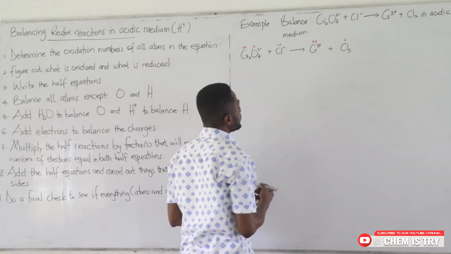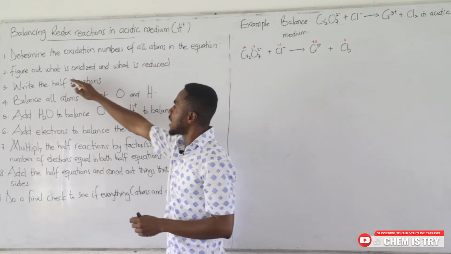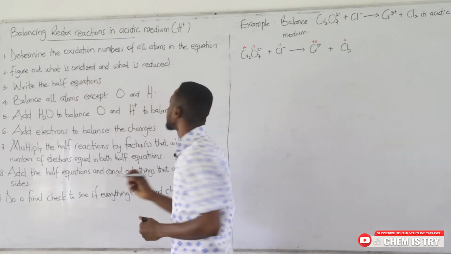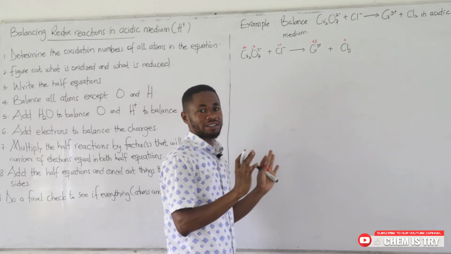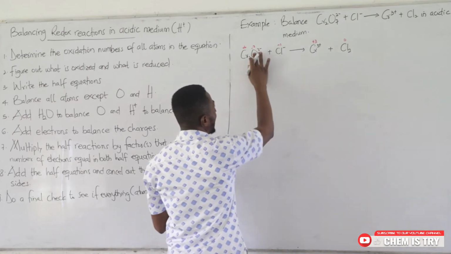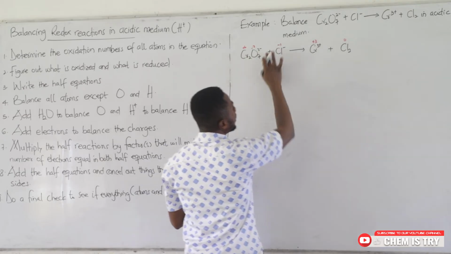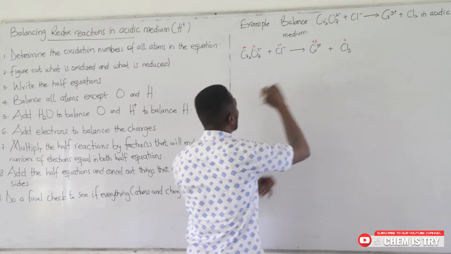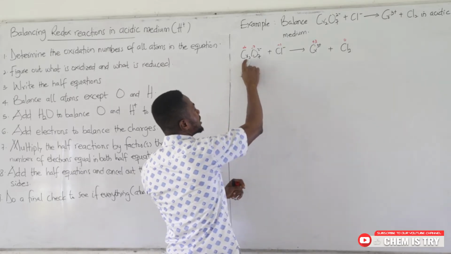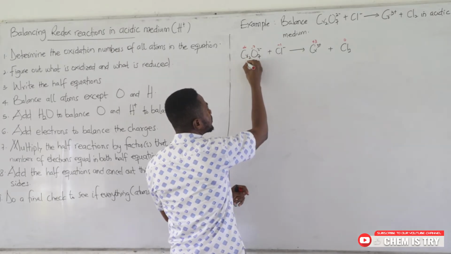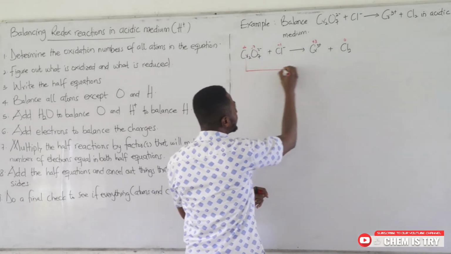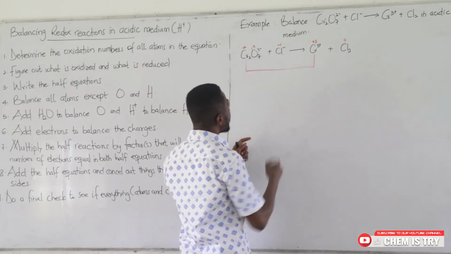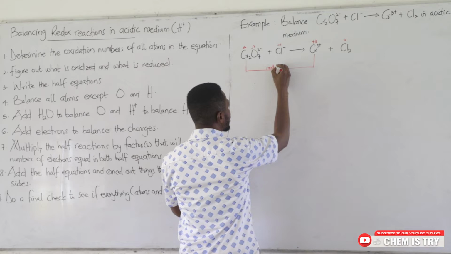So that is the first step, determining the oxidation numbers of all the atoms or all the elements in the equation. Now, for the second step, we are supposed to figure out what is oxidized and what is reduced. And the oxidation numbers will help us to do that. Now you can see that oxygen has its oxidation number as -2, but we don't have oxygen here, right? So we will ignore that one for now. Now chromium has an oxidation number of +6, which then decreases to +3. That means chromium is undergoing reduction.